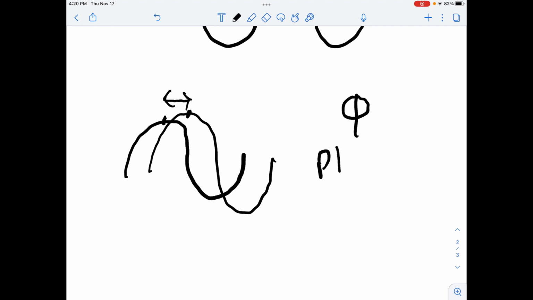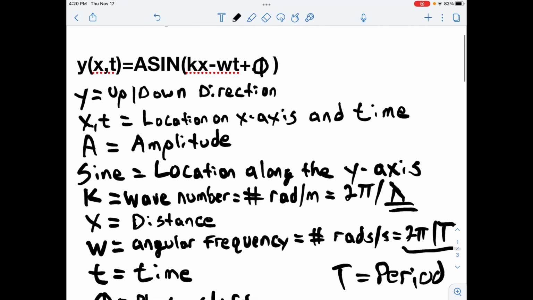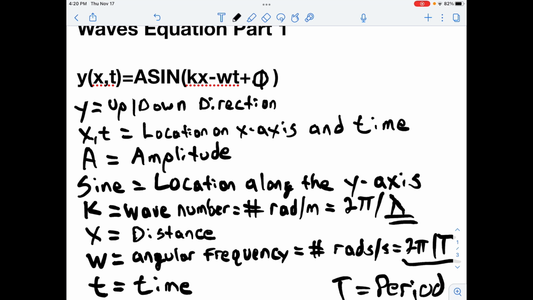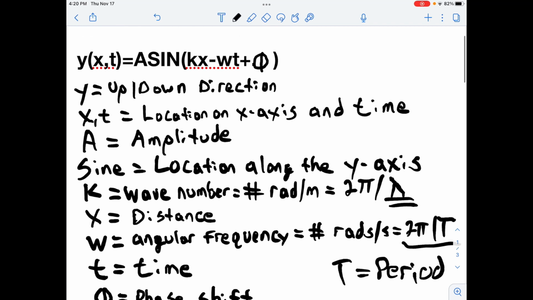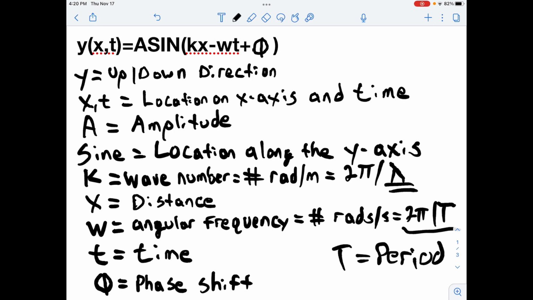Now, if they don't give you phase shift in a problem, you can just ignore it, because in this formula you have a positive sign here. So if they don't give it to you, you can ignore it and still find what you're looking for in a particular problem without having phase shift. So you don't need phase shift to find the solution to a problem like this, but you pretty much will need every other variable that's in here.